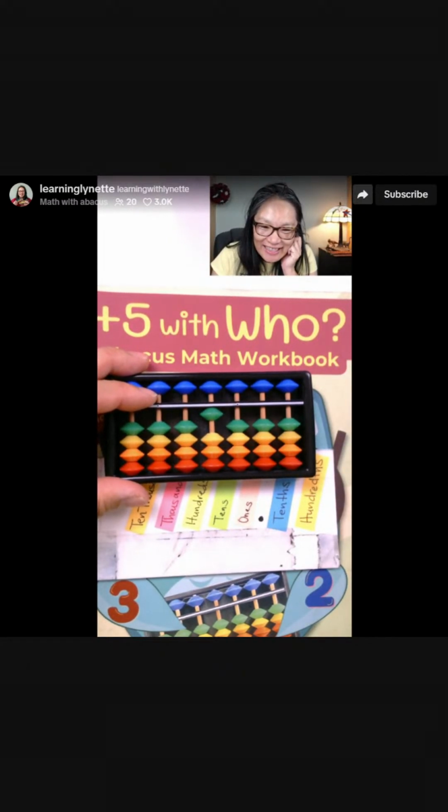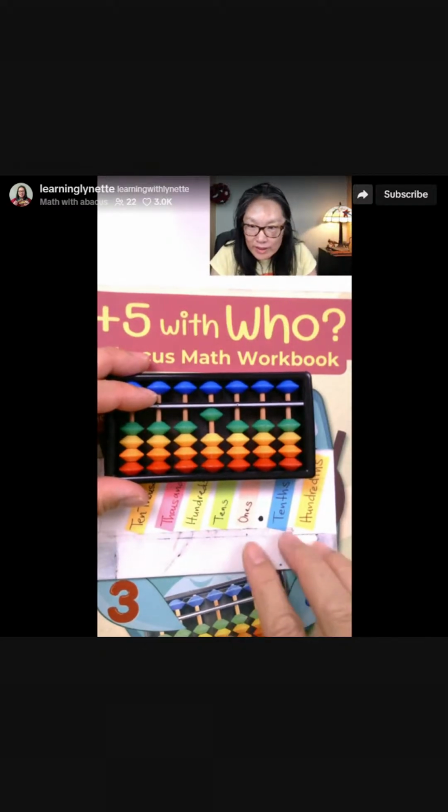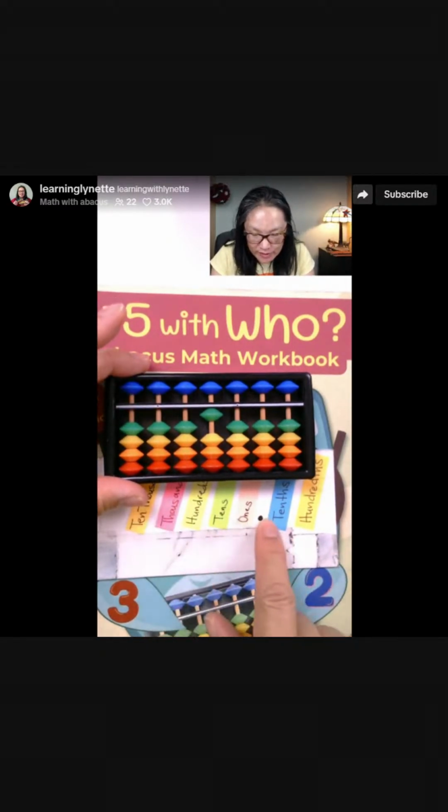So depending on where your column is, it all depends on where this dot is. Okay. Anybody have any questions?